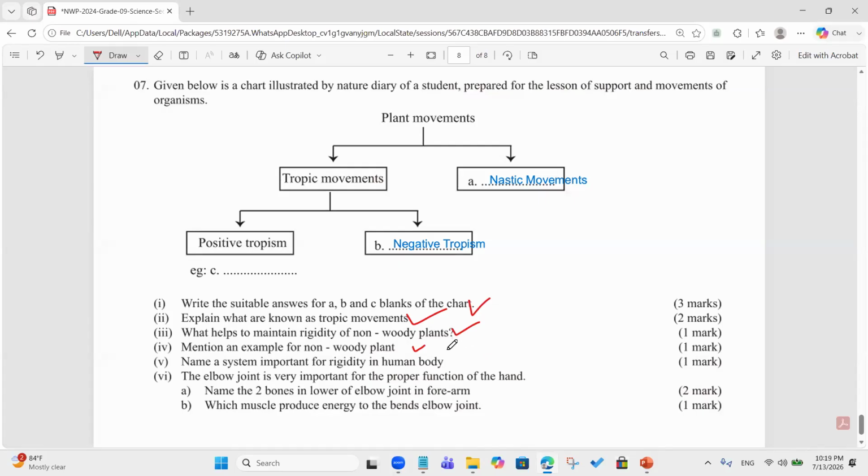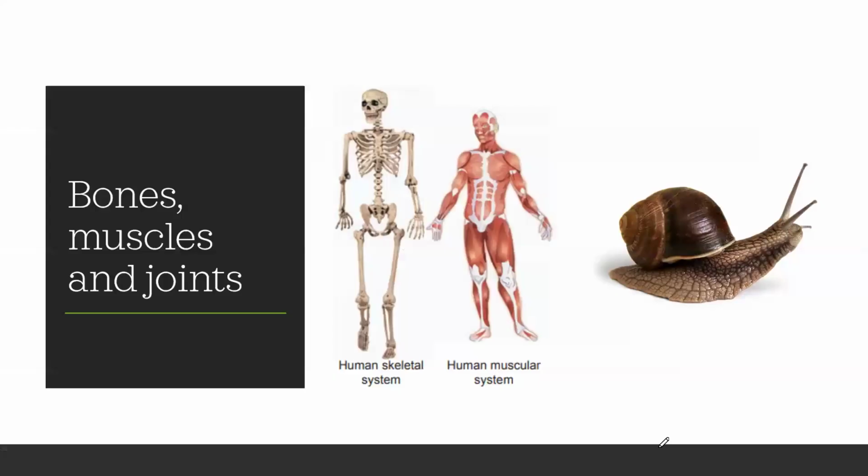Name a system important for the rigidity in the human body, which helps us to maintain our rigidity. What's the system? Yes. What helps our rigidity, Raman? Yes, mainly our skeletal system, right? It helps our rigidity, and the muscles help us to show the movements, right?